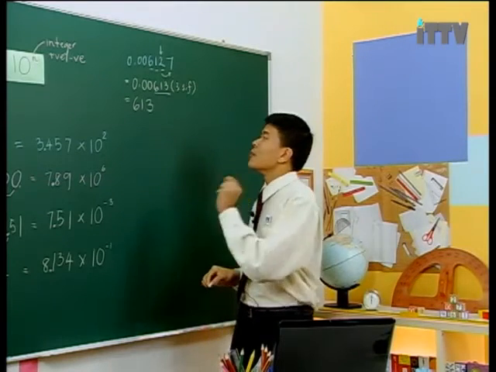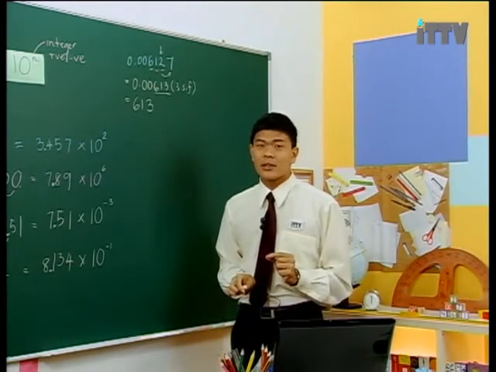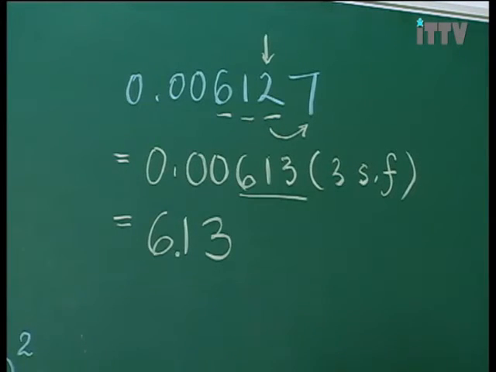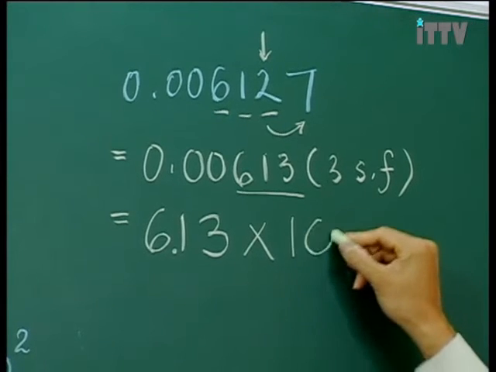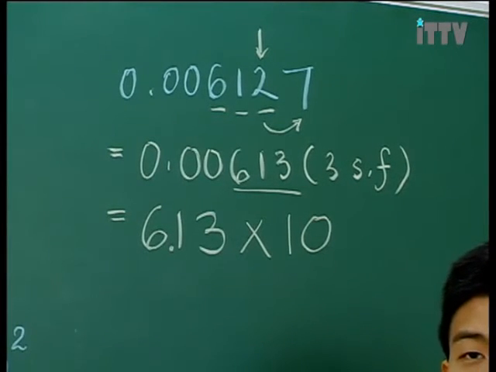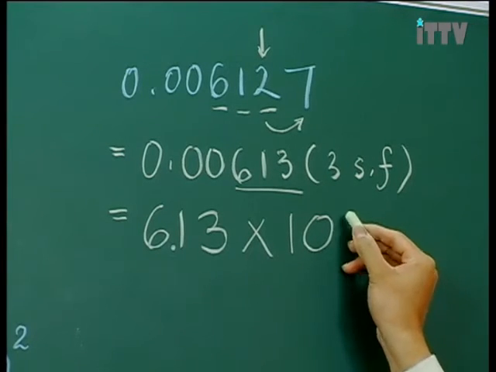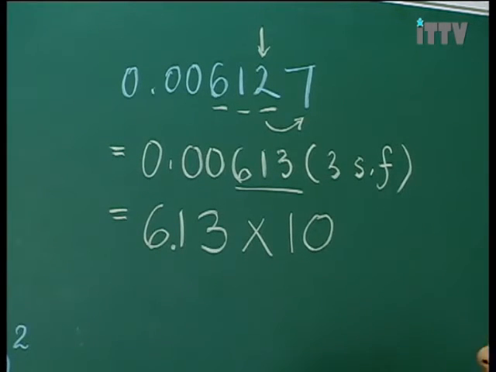Third step, put a decimal on the right of the first digit. Fourth step, get ready with the base of 10. And lastly, step 5, decide the power of the index. And how to decide it?